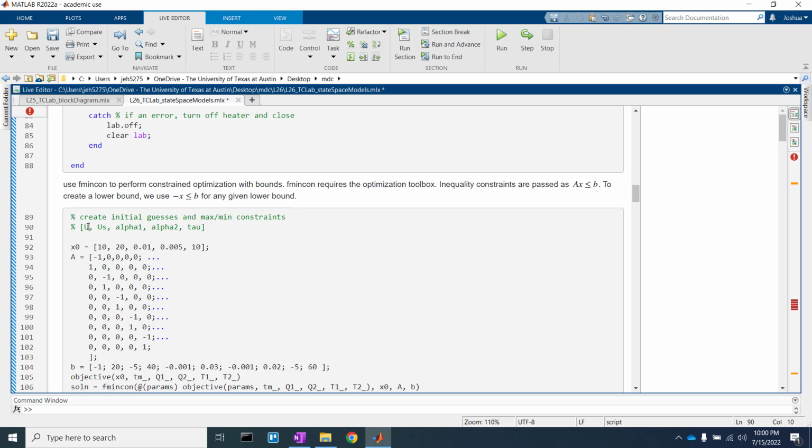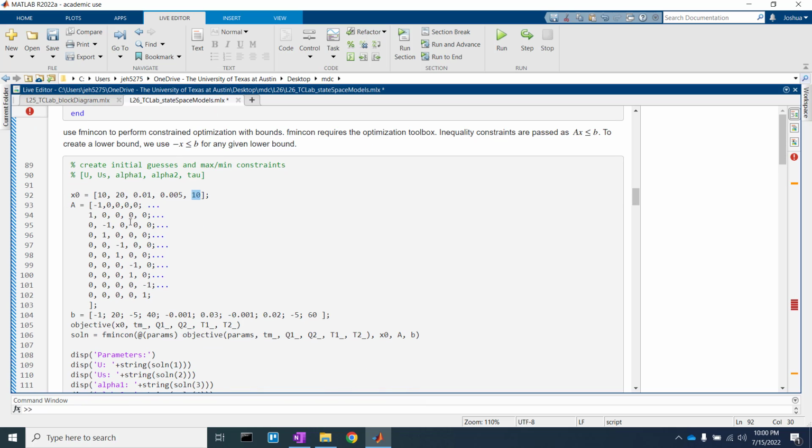So we're going to regress U, which is the heat transfer coefficient with the surroundings, US, which is the heat transfer coefficient between the two heaters, alpha 1, alpha 2, that's the relationship between the percentage power and the actual heat going into the system, and then tau, the process time constant. So we have these 5 parameters. We have our initial guesses right here of 10, 20, 0.01, 0.05, 0.005, I should say, and 10. I can tell you right now that's going to be too small.